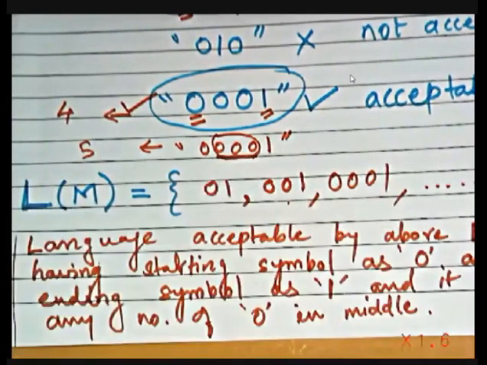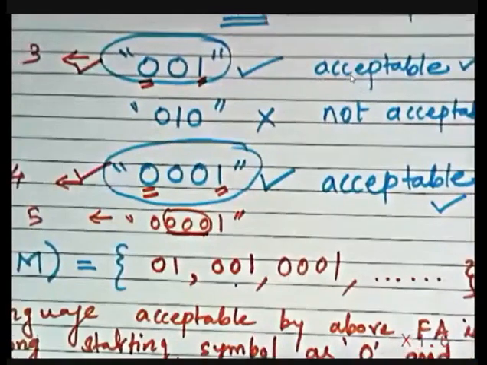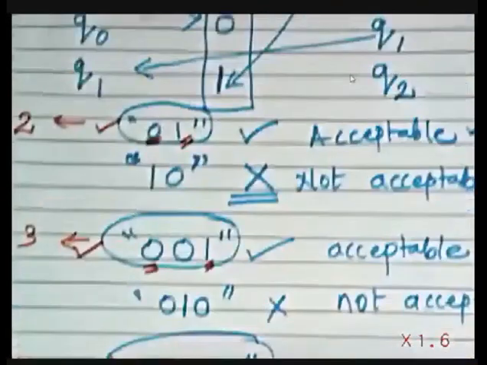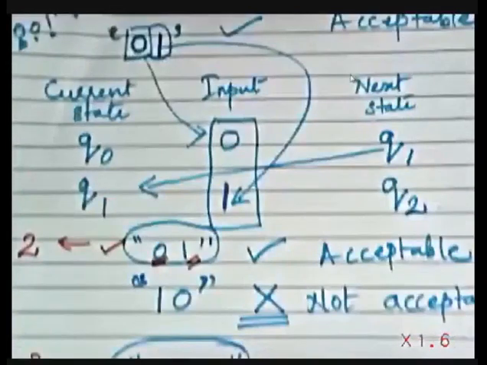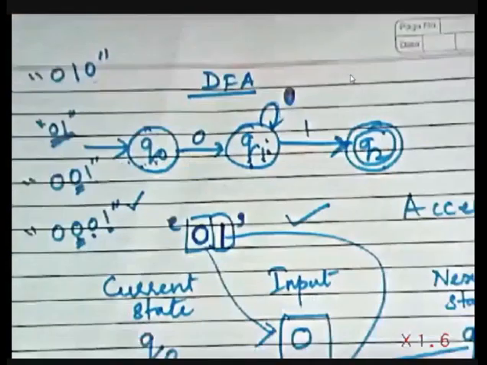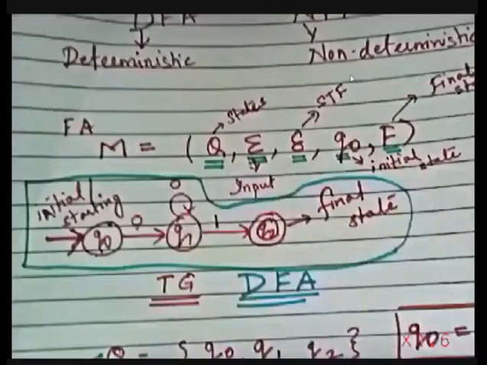So I hope you have understood how the finite automata is represented. What do you mean by deterministic finite automata? What do you mean by non-deterministic finite automata? And how to represent the finite automata with the 5 tuples.